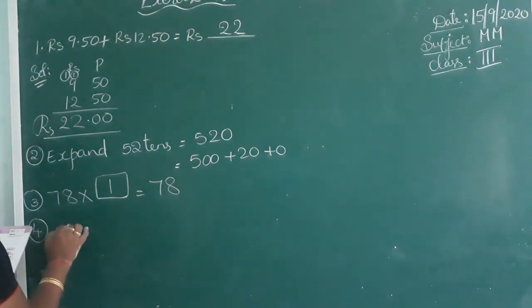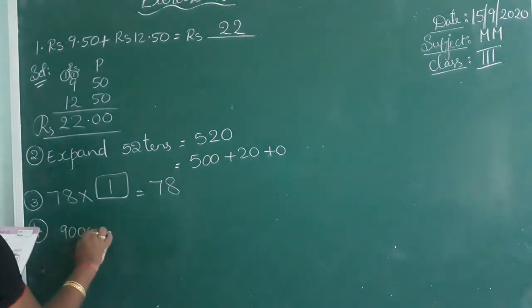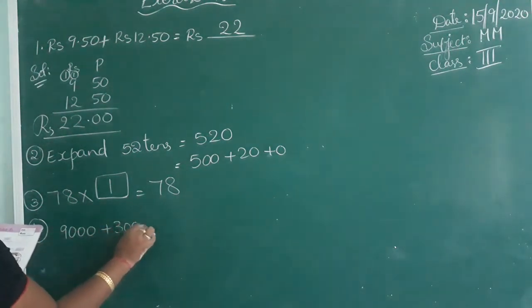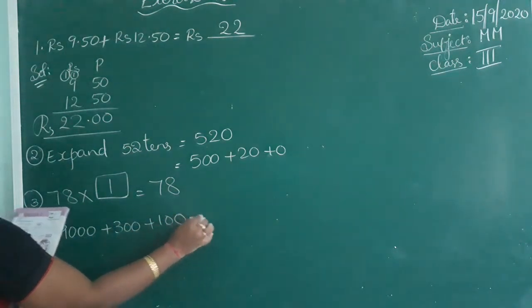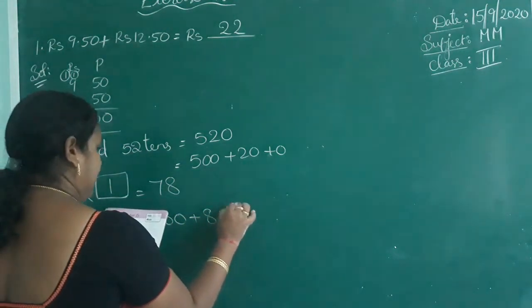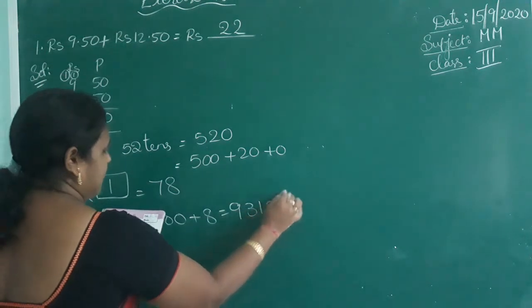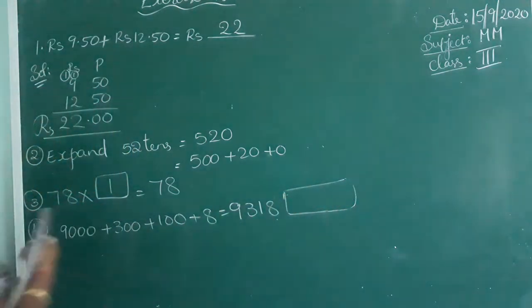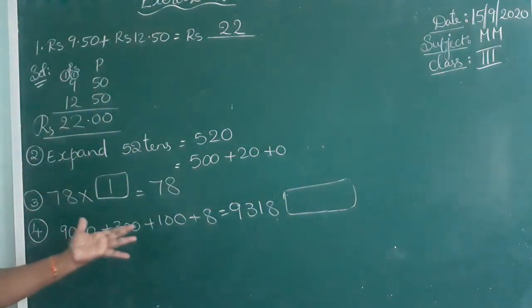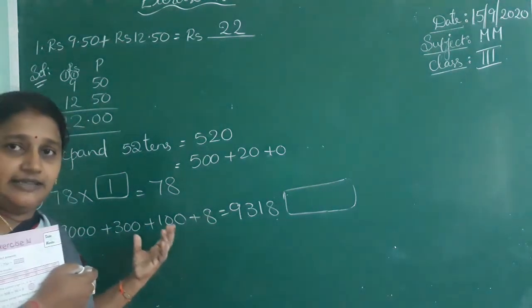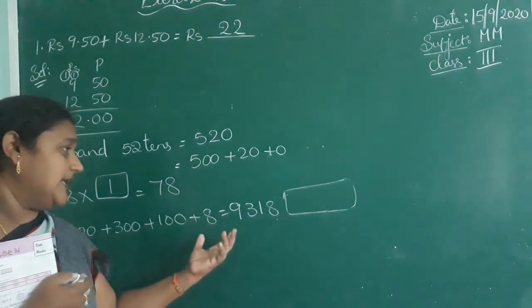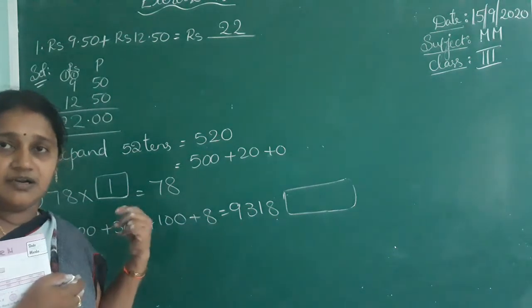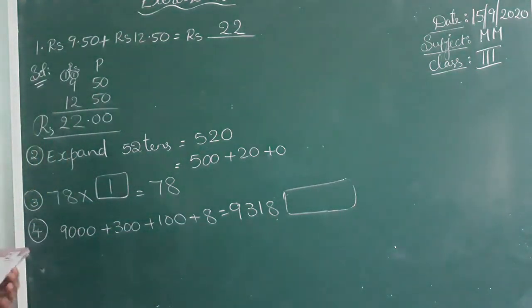Fourth one. 9,000 plus 300 plus 100 plus 8 equal to 9,308. They are asking us to write whether it is true or false. They only gave one question and answer. They are asking whether the question is equal to the answer or not. Right? True or false. First add the given numbers.